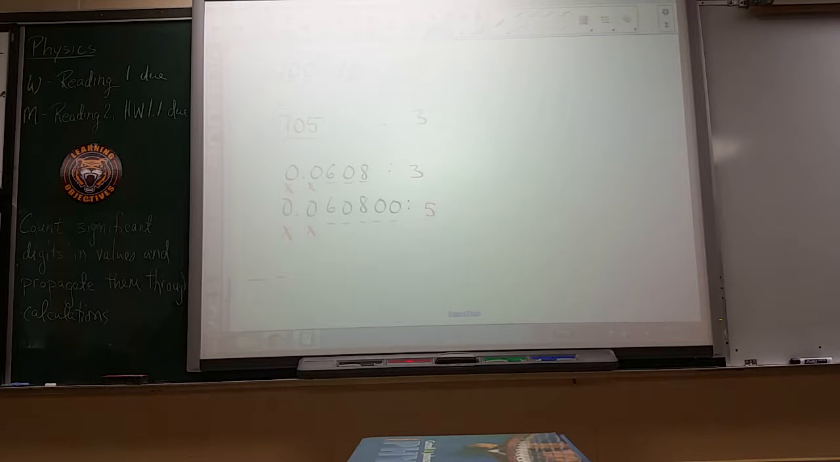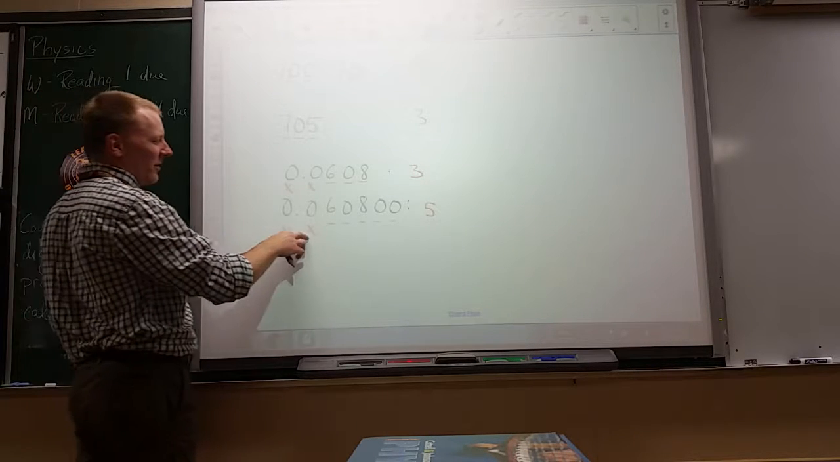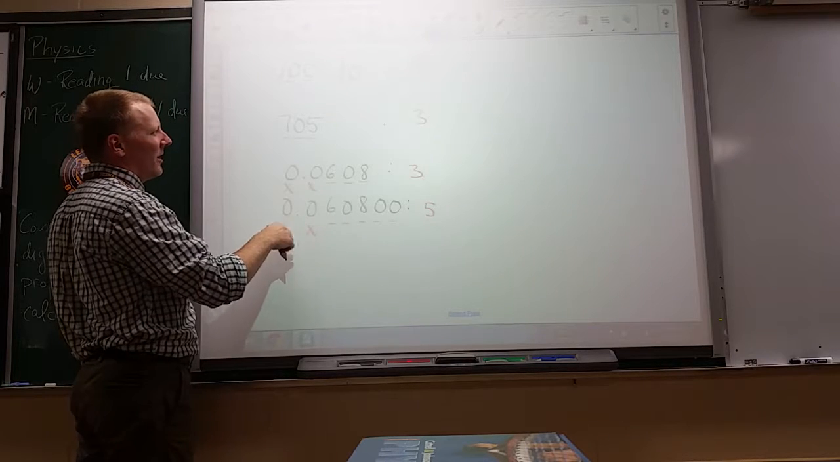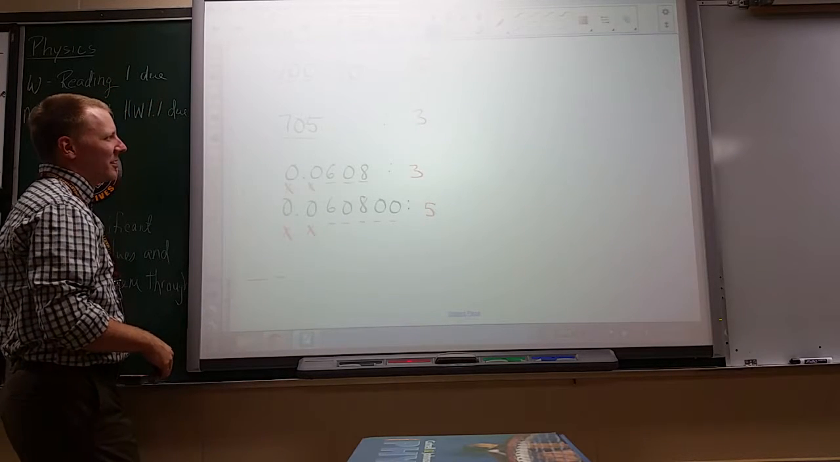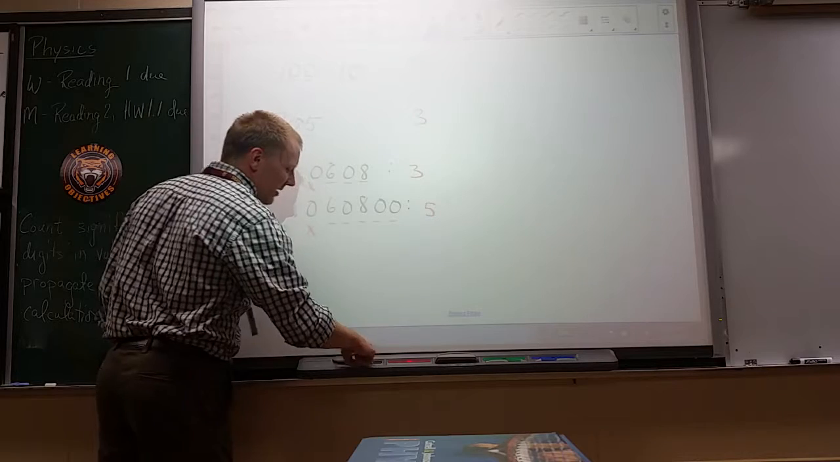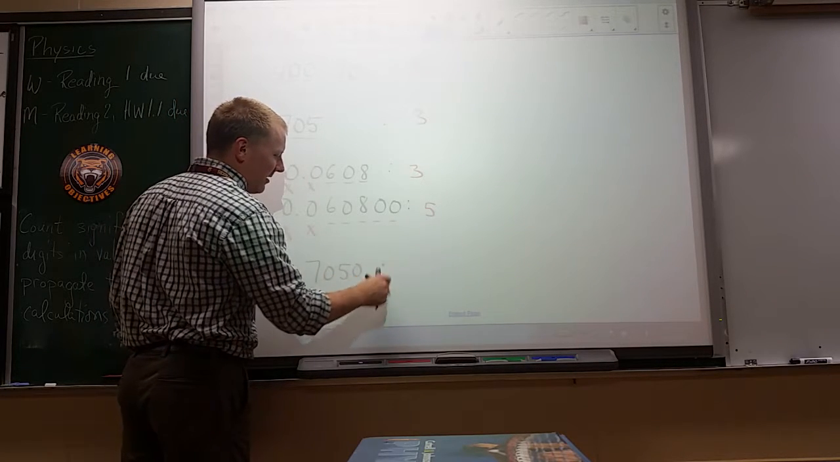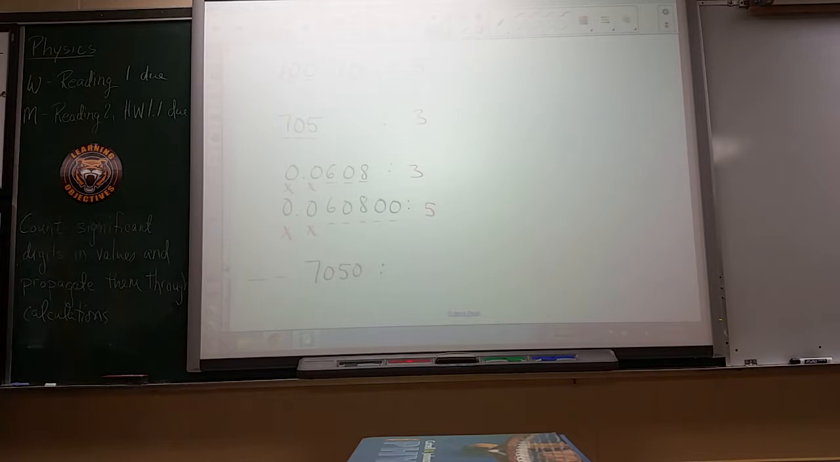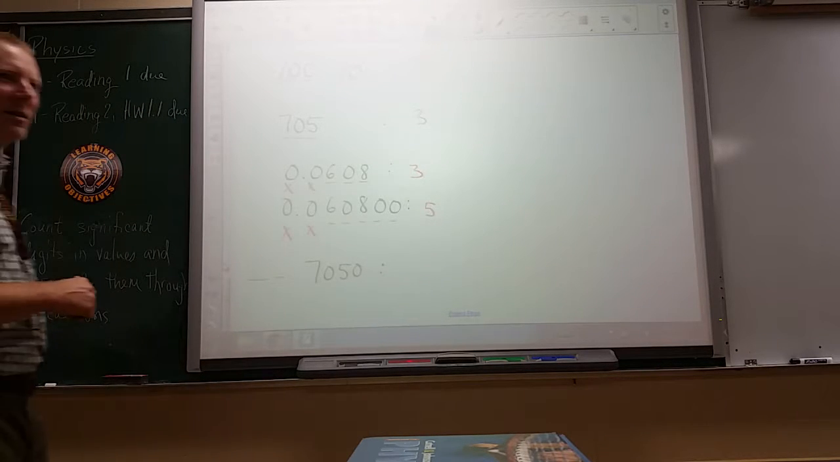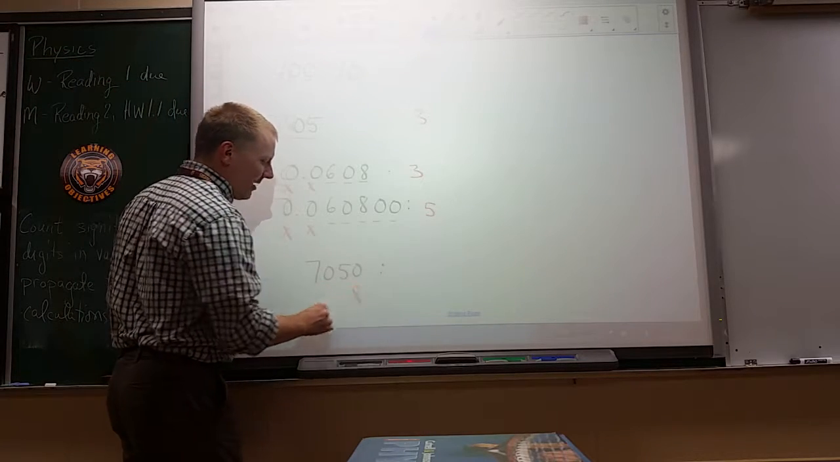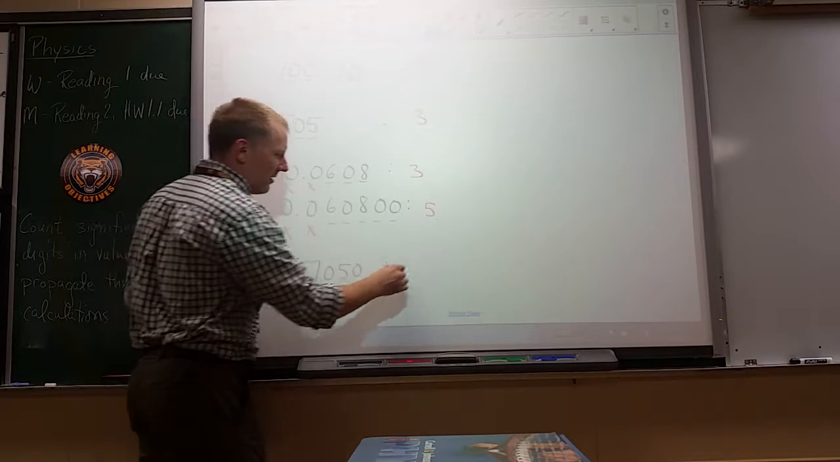A little hard to see on the screen here, but the only ones that we didn't count were the zeros that ended up being beforehand. I probably should have put, let's do this one since we're at it, 7,050. How many sig figs? Three. Which one don't we count? The last zero. Right. We don't count that one, but we do count these three.